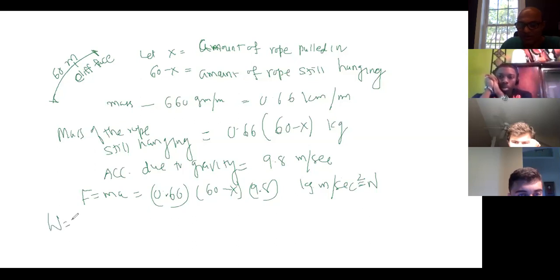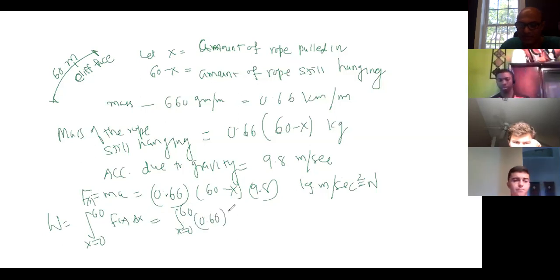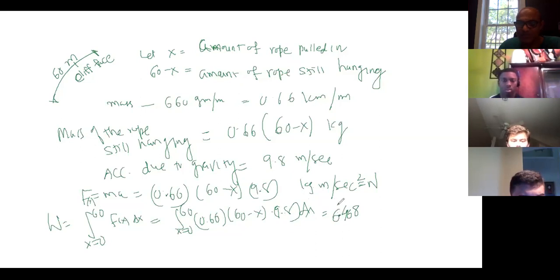So my W is the work done. Work done is equal to the integration from x equal to 0 to 60, the length of the rope, of f of x dx. F of x is a function of x. That is equal to the integral from x equal to 0 to 60 of 0.66 multiplied by 60 minus x multiplied by 9.8. 9.8 is a constant, you can pull it out. 0.66 is a constant, you can pull it out. If you multiply 9.8 by 0.66, you are going to get something like 6.468, times 60 minus x.